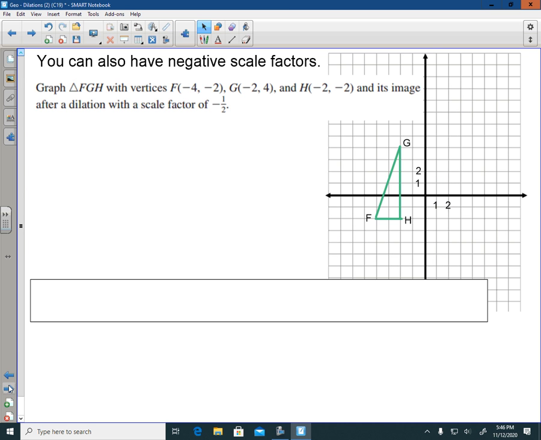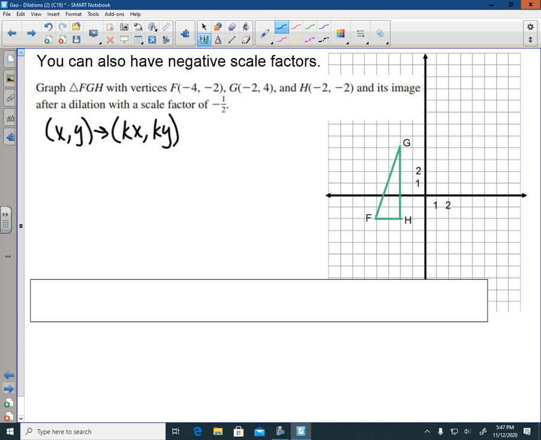Today we're going to be dealing with negative scale factors, and they work exactly the same way as positive scale factors. You still use the rule, take every point and transform it by the scale factor. Multiply each number by the scale factor, except now something kind of interesting happens. So let's see what happens.